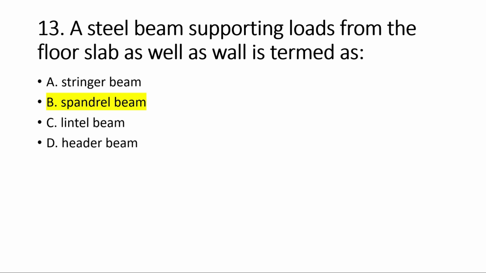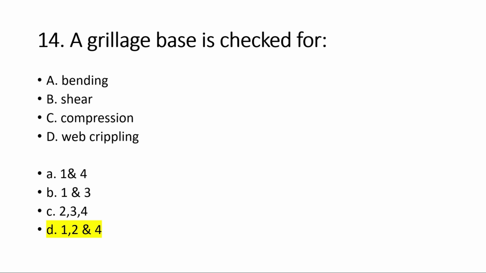Move on to the next question: a grillage base is checked for bending, shear, compression, and web crippling. So we know the grillage base essentially consists of steel beams encased in concrete, and they are provided when the load on the column is very heavy. Okay, and the bearing capacity of the soil in which the concrete block is to be placed may be poor. So in that case, grillage base may be designed for bending, for shear and web crippling. So option D is correct. Grillage base is checked for bending and shear and web crippling.